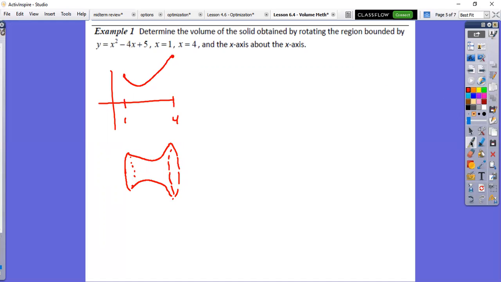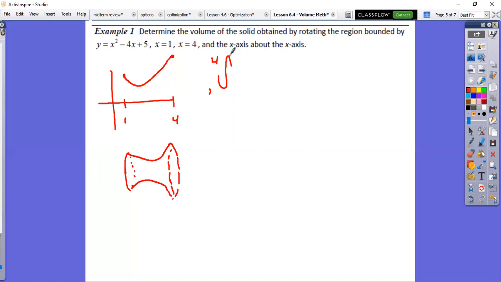So what we're going to do is just set up the integral. So I want to do the integral from 1 to 4 of A of x. The reason I'm using x in this case is because since I'm rotating around the x-axis, when I look at my cross sections, I want to cut my cross sections perpendicular to the x-axis. So like we saw in the last video, whichever axis my cross sections are perpendicular to, that's what I'm going to integrate with respect to.